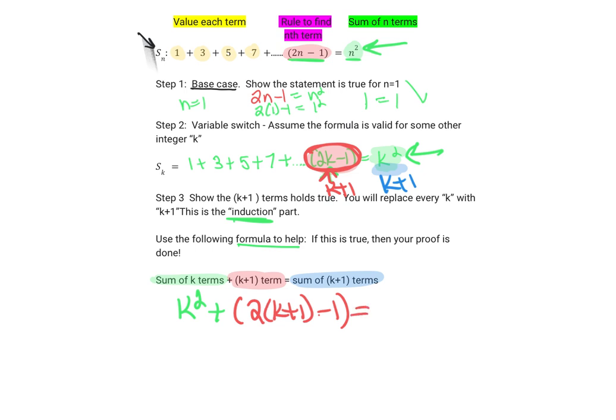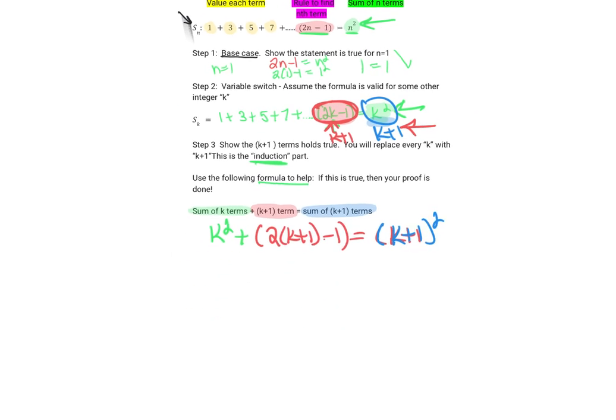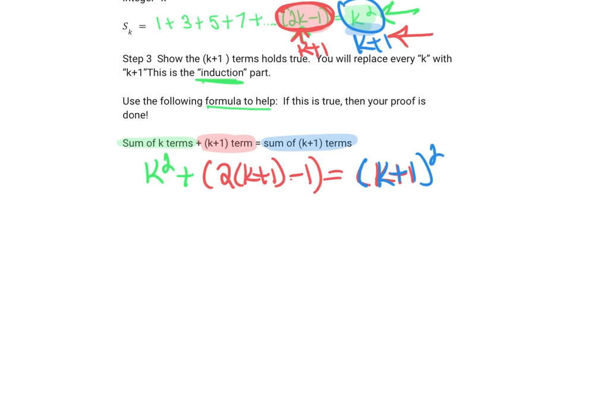And then the sum of the k plus 1 terms, so right here, instead of k, I'm going to put k plus 1. So I'm going to have k plus 1 squared, because we took this, and instead of k, we put in k plus 1. And all we need to do is follow our algebra rules, and if we can get the same thing on the left and the right, that it holds true, then we can be done.